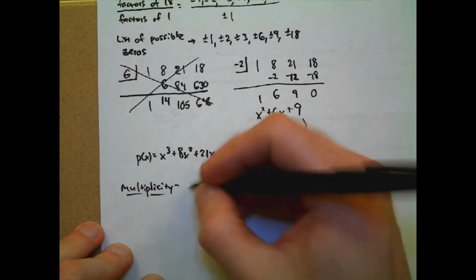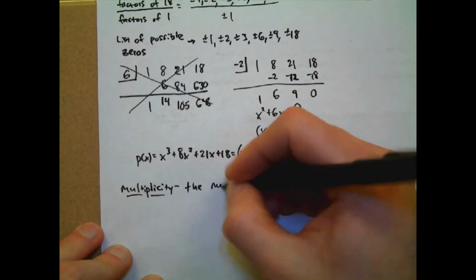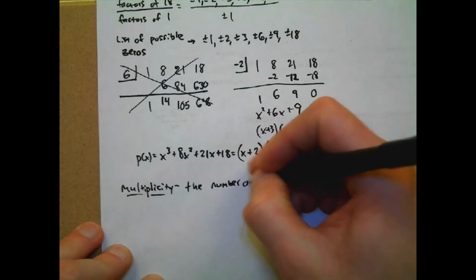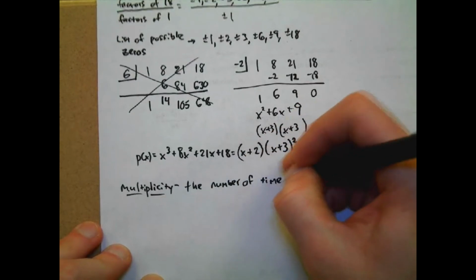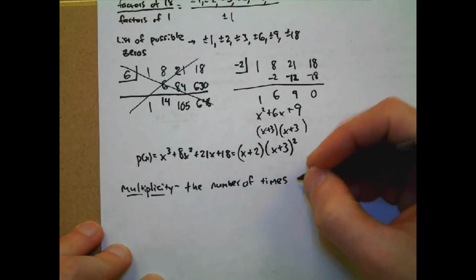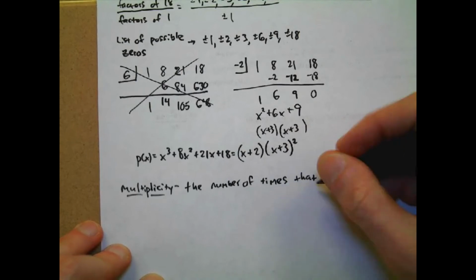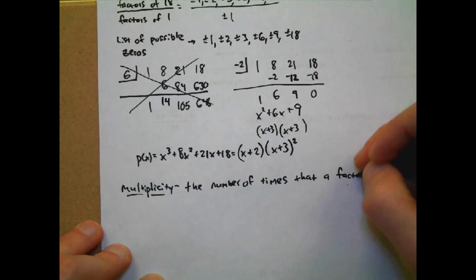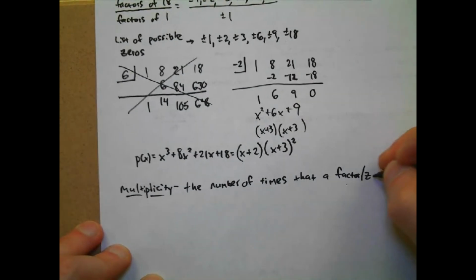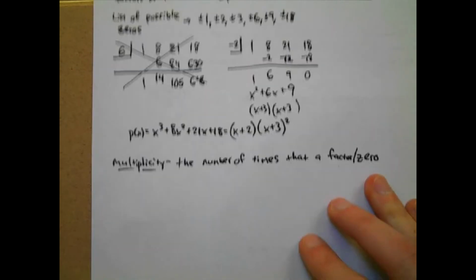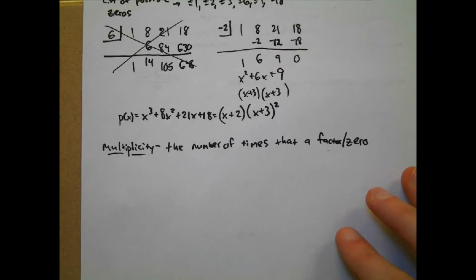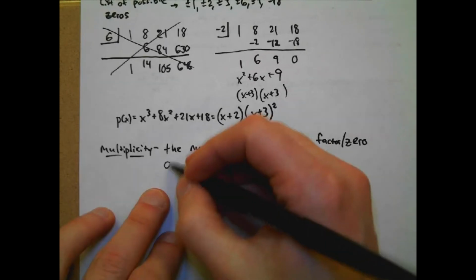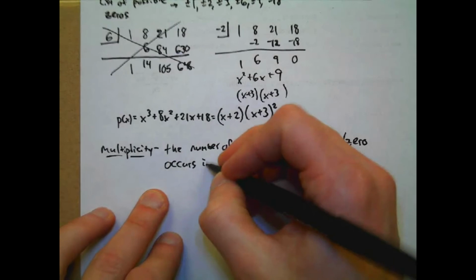The number of times that a factor slash 0, right? Because we can refer to it for both of them. Okay. So the multiplicity is just the number of times that a factor slash 0 occurs in a given polynomial.